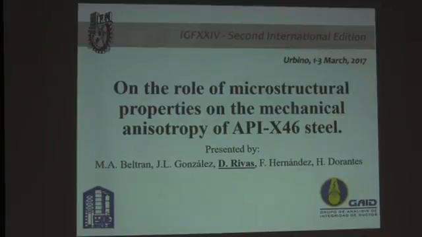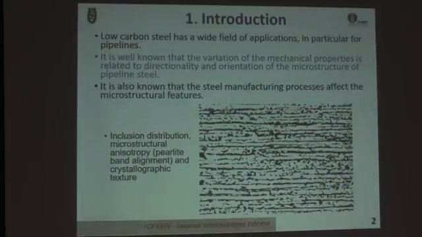It's named "On the role of the microstructural properties on the mechanical anisotropy of API X46 steel." As we know, low carbon steels have a wide range of application fields, in particular for pipelines. It is well known that the variation of the mechanical properties related to the directionality and orientation of the microstructure is present in the pipelines.